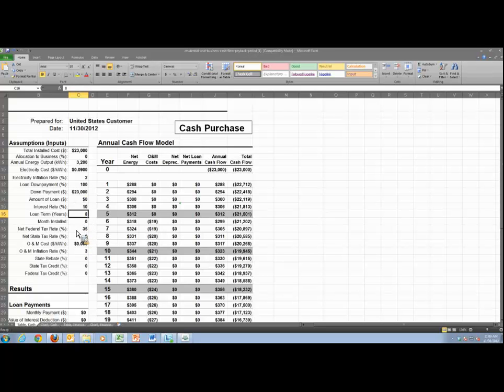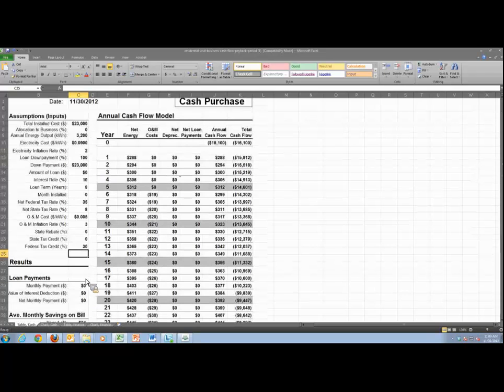Now, I get down here to my state rebate. I'm going to say, in this case, that it's a private turbine, not on a farm, so I don't have any state rebate. My state is 0, my federal rebate is 30%. And then I have these numbers.